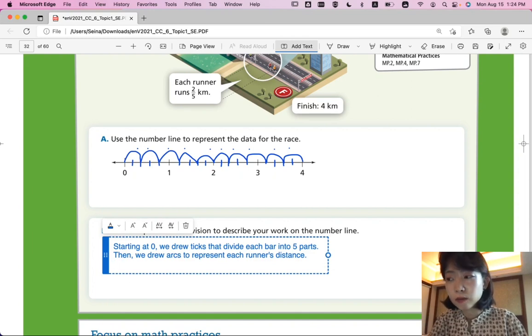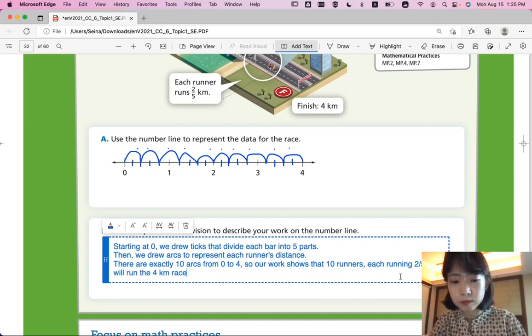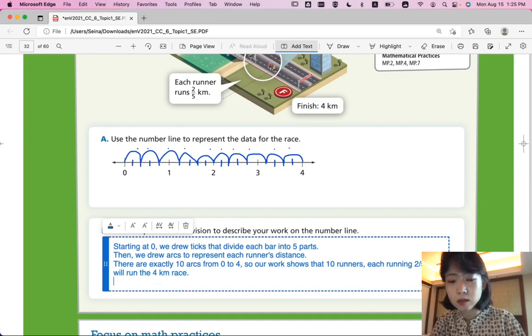So there are 10 arcs from 0 to 4. There are exactly 10 arcs from 0 to 4. So our work shows that 10 runners, each running 2/5 kilometers, will run the 4-kilometer race. And so also we know that 4 divided by 2/5 is 10.